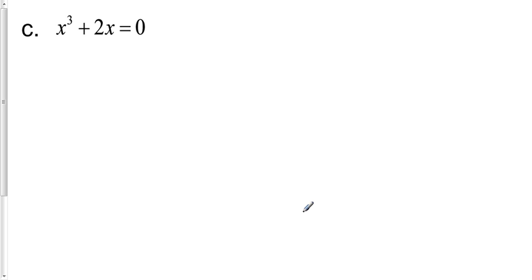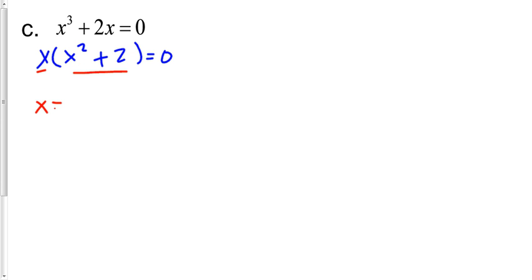Let me show you one more of these. So we've got x to the 3rd plus 2x equals 0. The first thing that I notice is that there's a common factor of x in each term, so I'll factor out an x. Now what's left in parentheses is x squared plus 2. Now I can't factor that any further, so these are the 2 factors here, x and x squared plus 2.